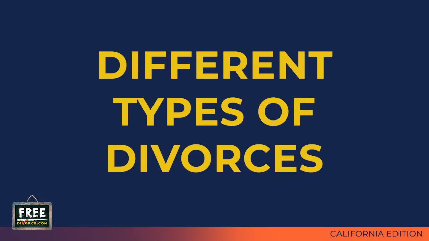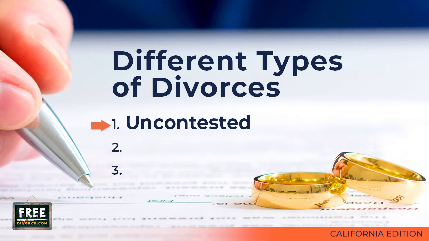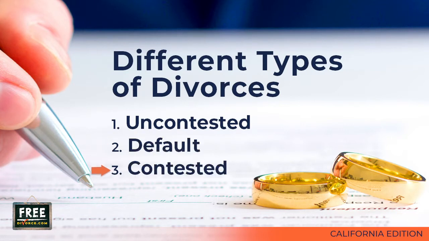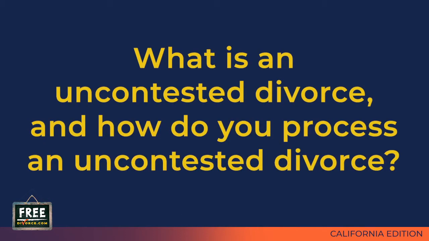Today we're going to discuss the different types of divorces and how they are processed in different ways. Christina, what are the different types of divorce cases? There are three kinds of divorces. 1, uncontested divorce. 2, default divorce. And 3, contested divorce. What is an uncontested divorce, and how do you process an uncontested divorce?